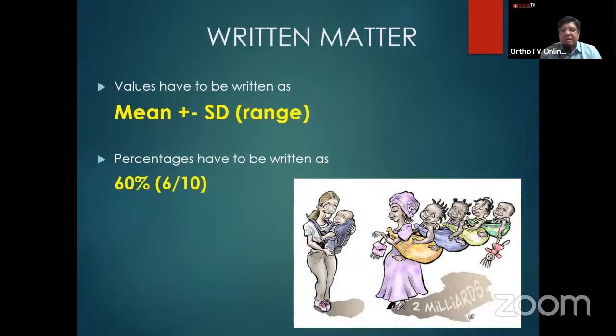Certain things that you need to write in your results are essential, okay? So mean is always to be written with standard deviation and range in brackets. Whatever number you are writing, give the mean plus or minus standard deviation and the range. Percentages also have to be written in terms of numerical value. 60% means 6 out of 10, or whatever the number is.